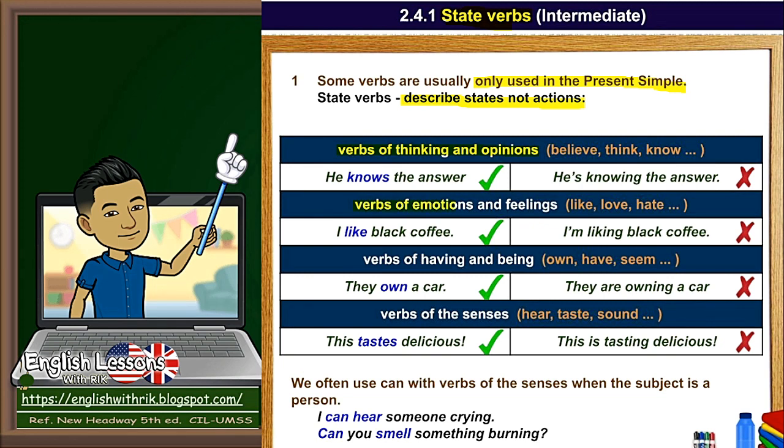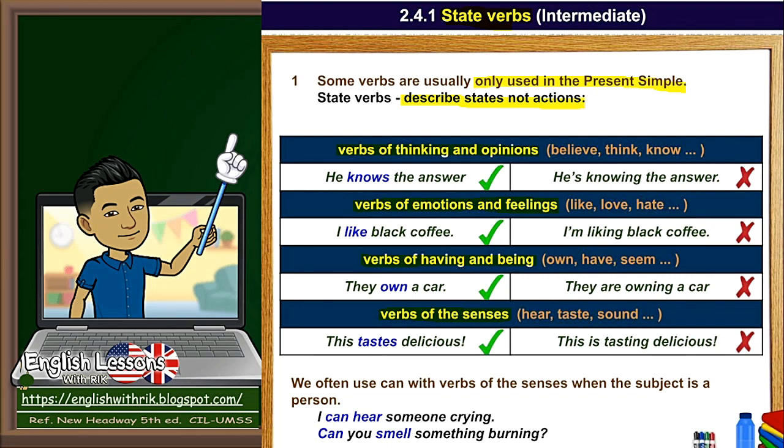Verbs of emotions and feelings. For example, like, love, hate. I like black coffee. Verbs of having and being. For example, own, have, seem. They own a car. Verbs of the senses. For example, hear, taste, sound. This tastes delicious.